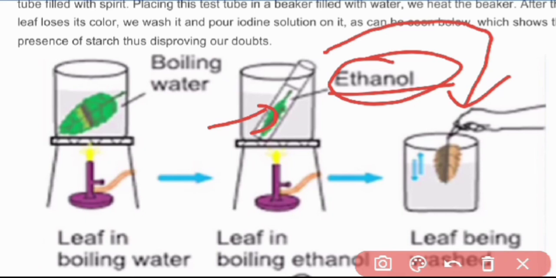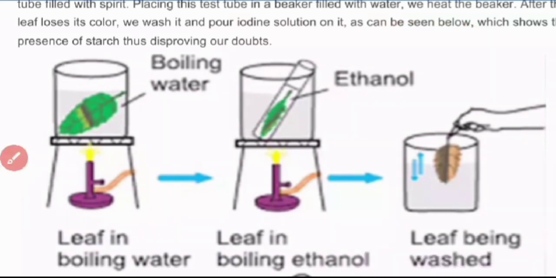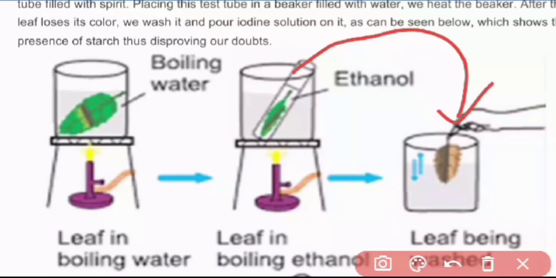Now, after this, what did we do? When we boiled the leaf in ethanol, that leaf lost its color. That is, it lost the chlorophyll. And the ethanol will also become green colored. Why will the ethanol become green in color?